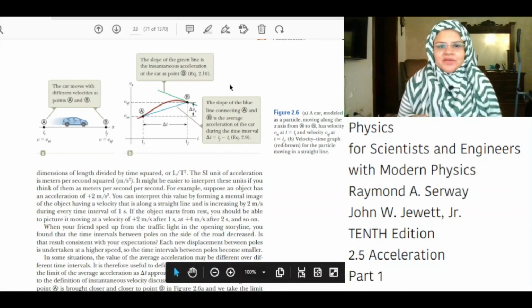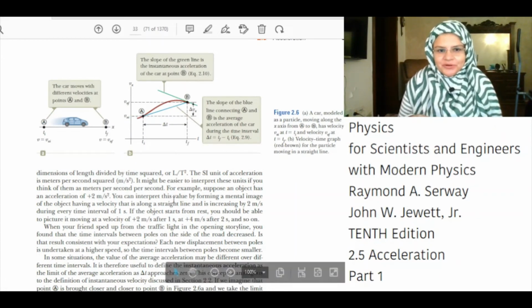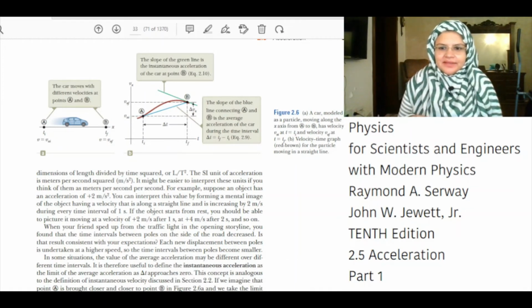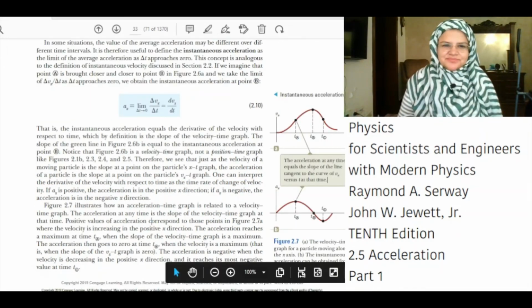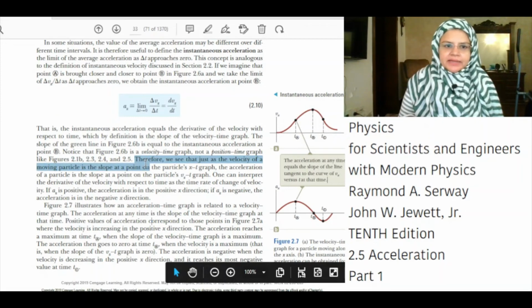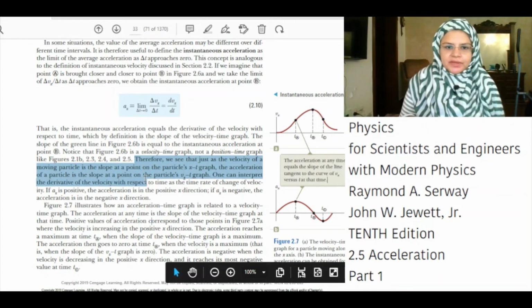As we just studied in figure 2.6b, the green line represents instantaneous acceleration at point B. It is the slope of the velocity-time graph at point B. Therefore, we see that just as the velocity of a moving particle is the slope at a point on the particle's x-t graph, the acceleration of a particle is the slope at a point on the particle's vx-t graph. One can interpret the derivative of velocity with respect to time as the time rate of change of velocity.